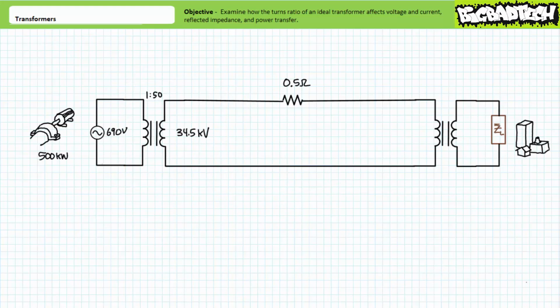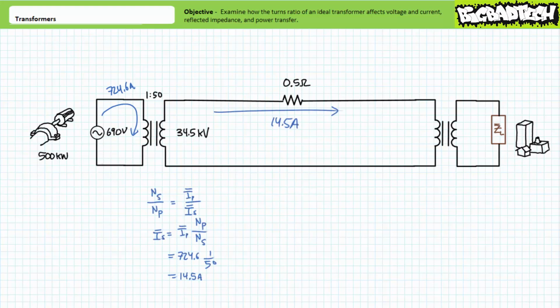Given the 1 to 50 step-up transmission transformer is increasing voltage 50 times, current will be 50 times lower. That's the point of a step-up transformer. By stepping up voltage, we can step down current, yet still transmit the same amount of power. Given the 500 kilowatt generator must supply 724.6 amps to the input of the transformer to deliver the required 500 kilowatts of power at 690 volts, it can be demonstrated the output current of the secondary winding will only be 14.5 amps.